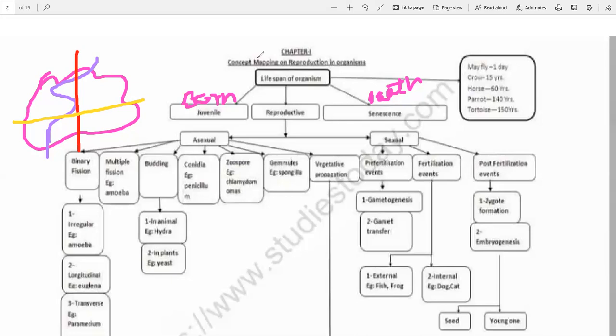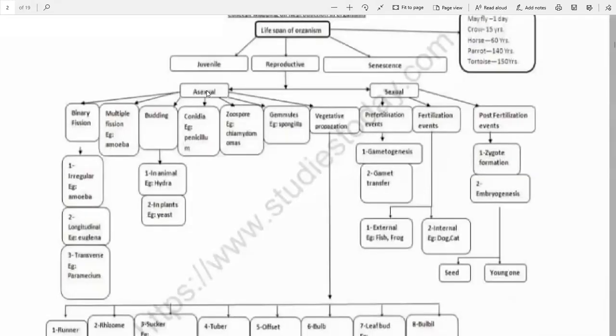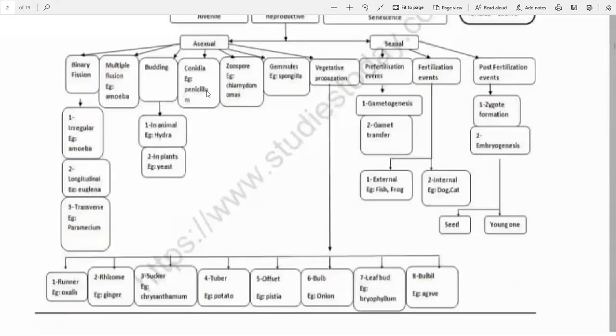Second, multiple fission. Then budding: in animals, it is seen in hydra. In plants, it is seen in yeast. Yeast is a fungus, and it comes under the plant kingdom here. Then conidia, zoospores in Chlamydomonas, gemmule formation in Spongilla, which is a porifera.